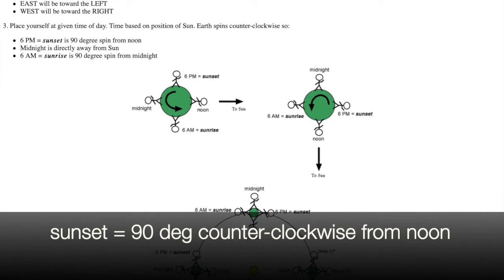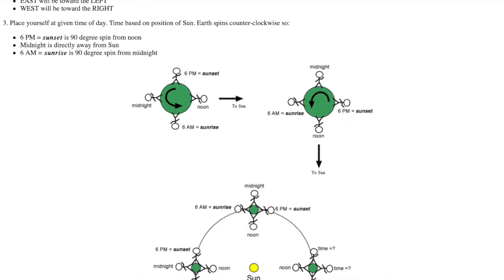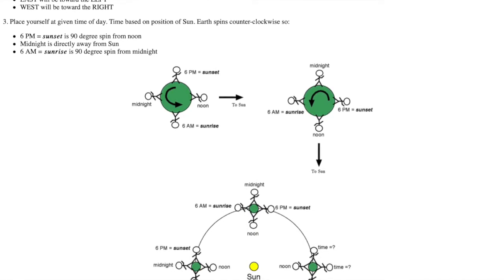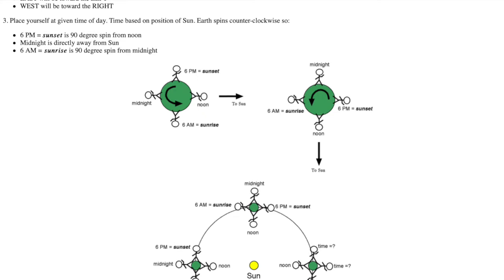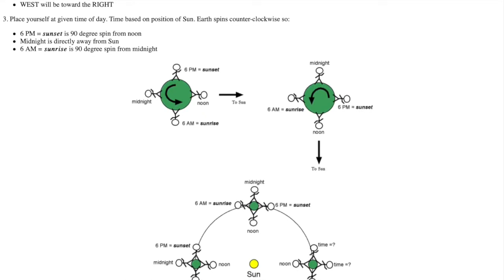In the third step, the 6 p.m. or sunset direction is 90 degrees from the noon position. If you look at the left picture, the 6 p.m. sunset direction is toward the top of the page. In the right picture, the 6 p.m. sunset direction is toward the right side of the page.